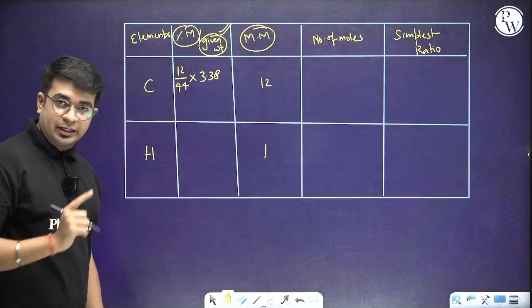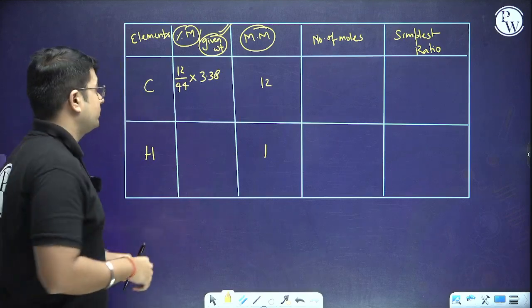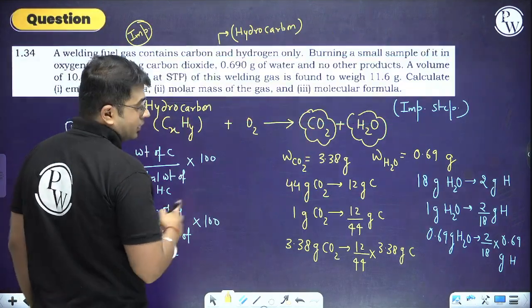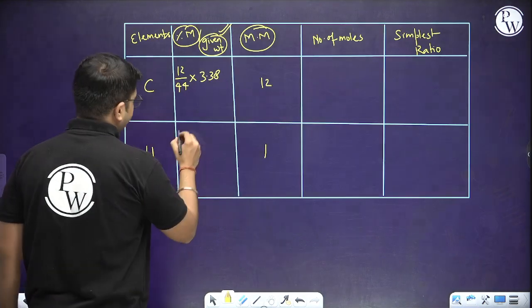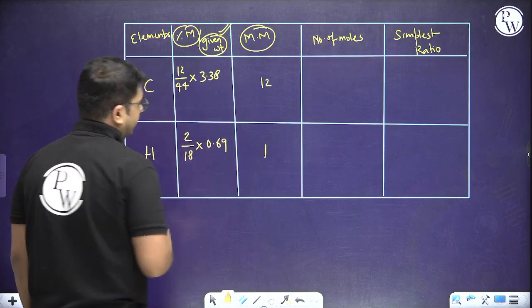This part we have already calculated. In this question, this information is not given, but we have to calculate this part. That's why this question is quite interesting. Now next part is 2 divided by 18. We have 2 divided by 18 multiplied by 0.69.